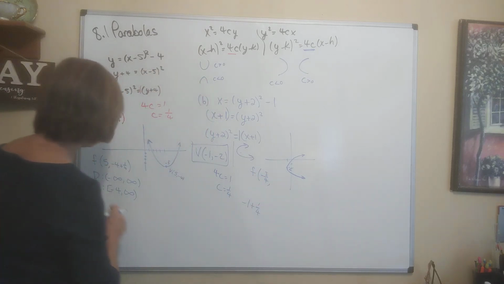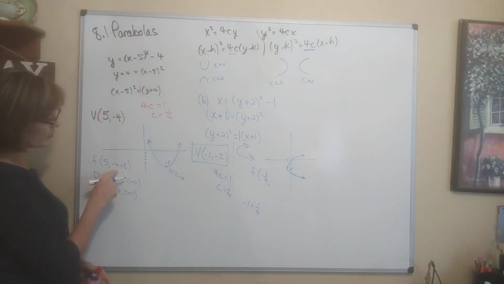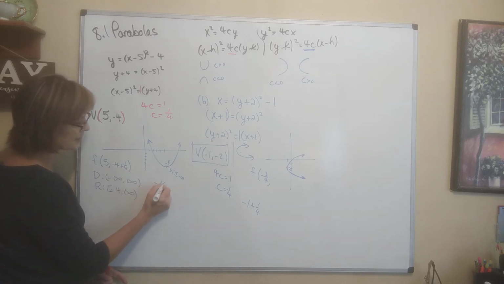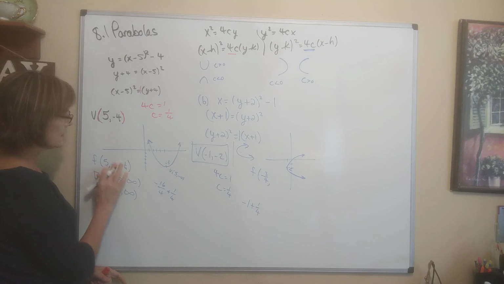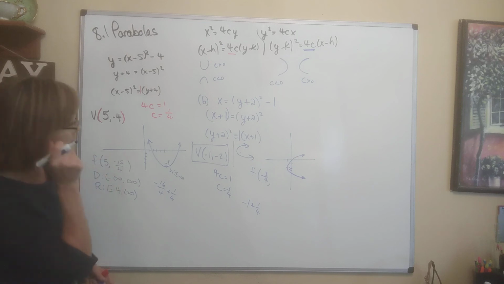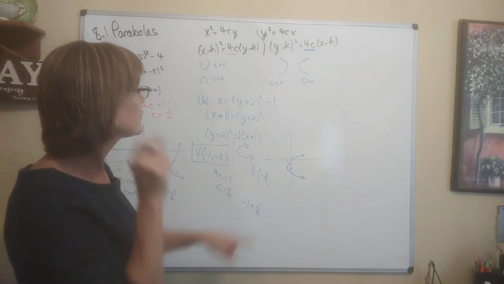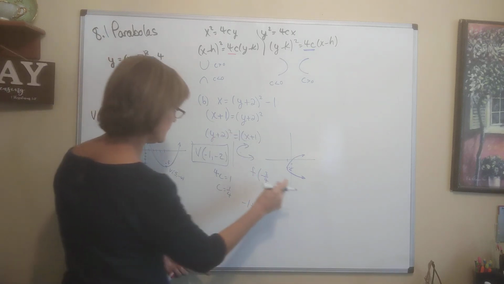I guess if I wanted over here, where did I do this? -4 plus 1/4, this would be -16 over 4 plus 1/4. This was okay, what I had written is okay with me, or -15 over 4 is what that would be if you wanted to write it like that. So the focus is (-3/4, -2).